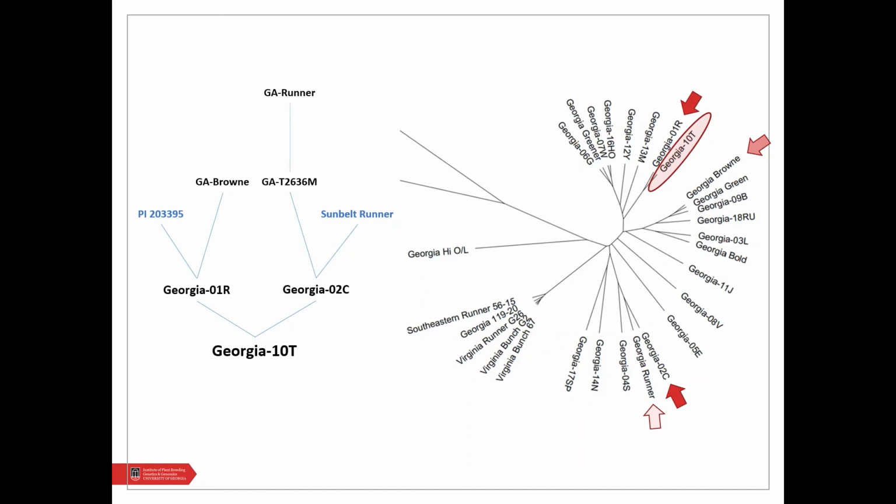It's still highly similar to Georgia 01R, which is just very unexpected, and it just goes to show that directional selection has a really big effect on overall inheritance of loci. So it's just important to remember that.